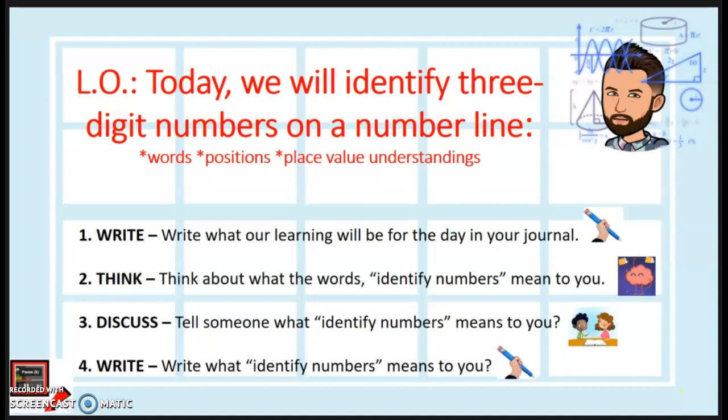Alright, class, what we're learning today is we will be identifying three-digit numbers on a number line. We're going to focus on the position words and place value understanding. Before we get started, four things I want from you. Write what our learning will be for today, and those are the red words up top. Think about what the words identify numbers mean to you. Discuss with someone, tell them what those words mean, and then go back to your journal and write some notes about what you discussed. Pause this video, get that work done, unpause, and we'll work on some vocabulary.